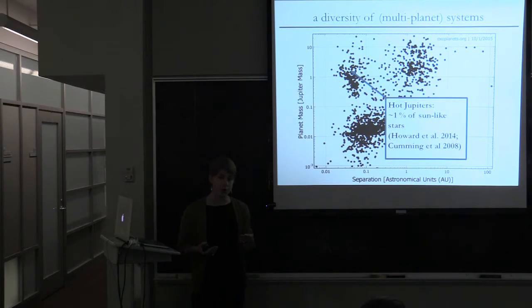There's also this population of gas giants at very short orbital distances. These are what are called hot Jupiters. And these are comparatively much more rare. They're only found around something like 1% of Sun-like stars.